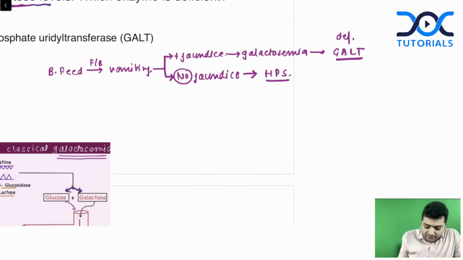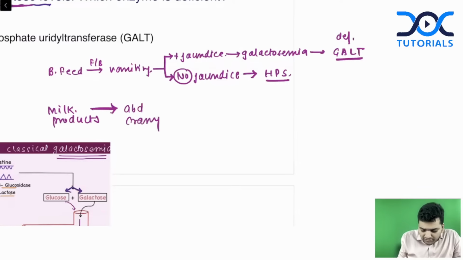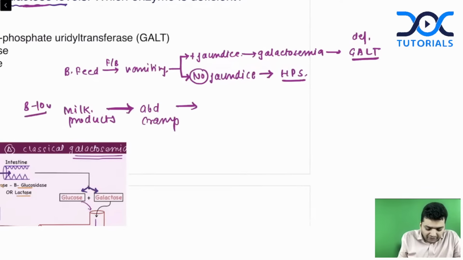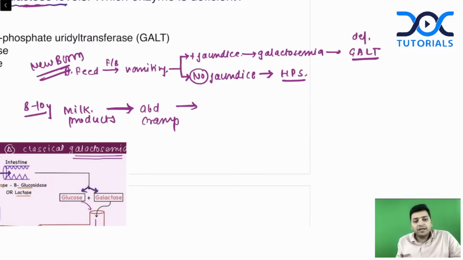If they say that when the child is consuming milk products, he is having abdominal cramps, and the age will be somewhere around 8, 10, 15 years. Galactosemia is going to be a newborn, but here it's going to be an 8 or 10-year-old boy. Milk products leading to abdominal cramps is called lactose intolerance.